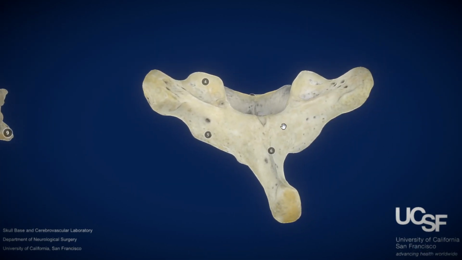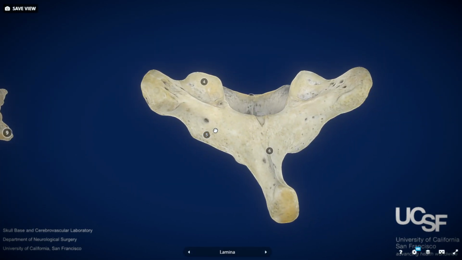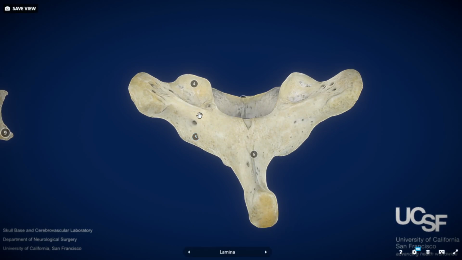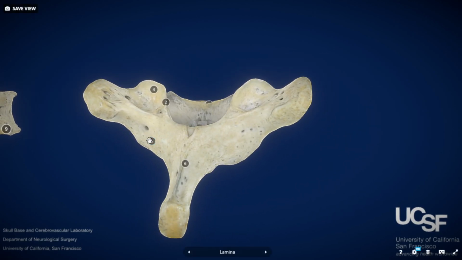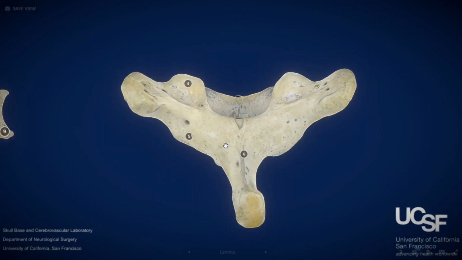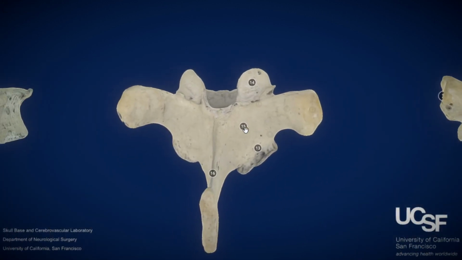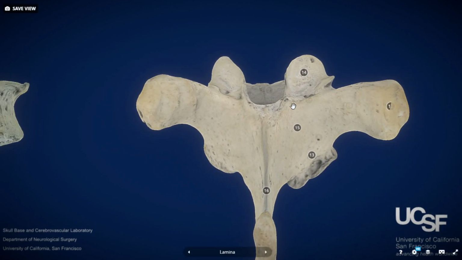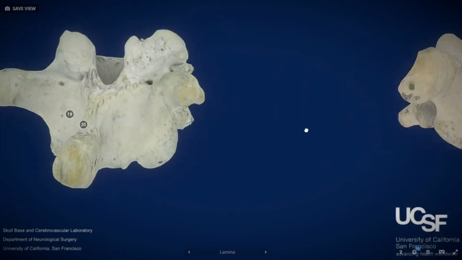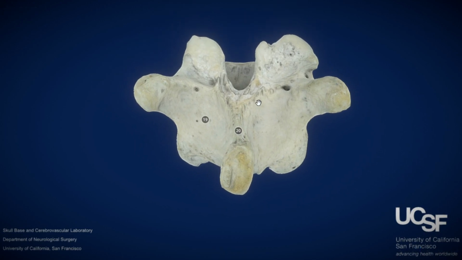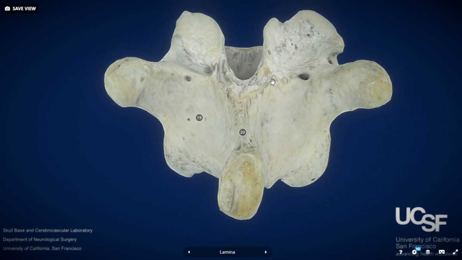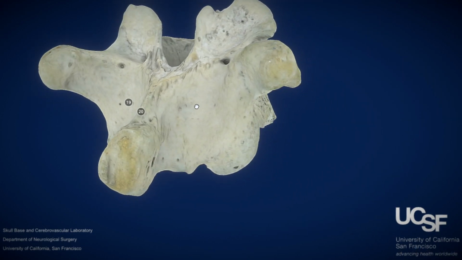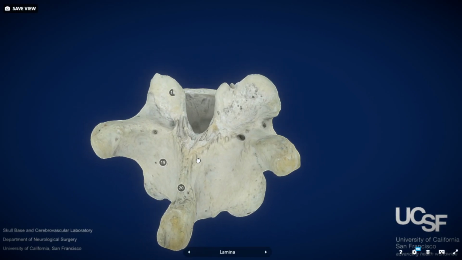Now, identifying the laminae and the pars interarticularis, we see that the lamina of T1 has a more horizontal projection, whereas the lamina of T5 tends to get shorter and have a more vertical projection. And when we visualize the laminae of T10, we see that it's really short compared to T1.